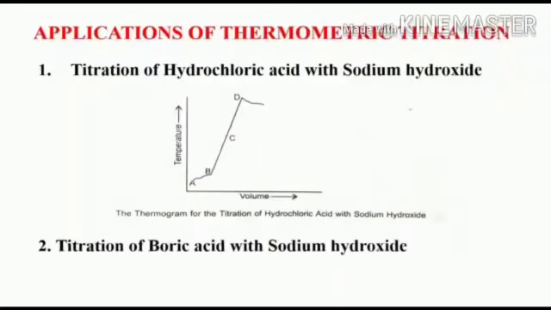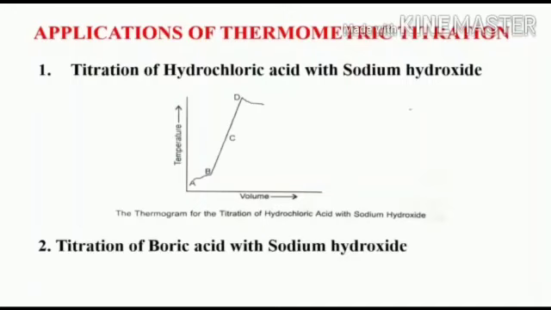The first application is titration of HCl with NaOH. A known volume of HCl to be estimated is taken in the Dewar flask. The titrant NaOH solution is added from the burette. Temperature readings are recorded for different volumes of the titrant added.